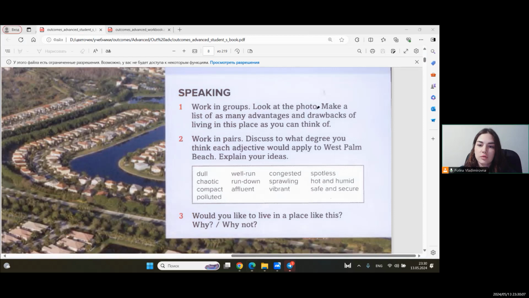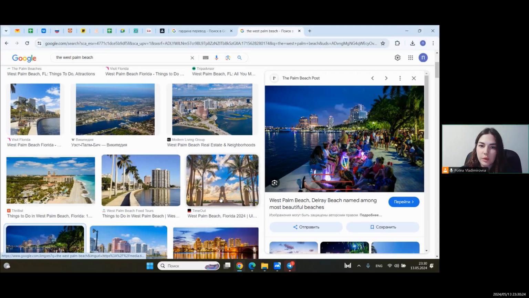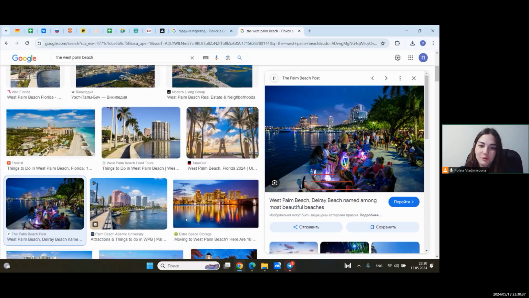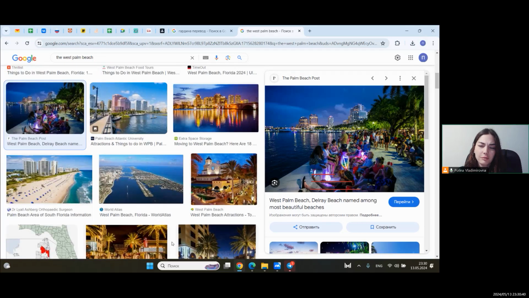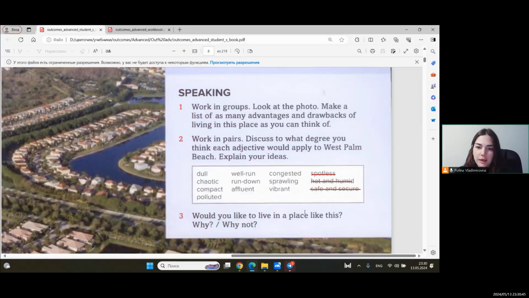Okay, let's cross out the words. Spotless, we used it. Affluent, we haven't. Okay. Hot and humid, yeah. As far as I see, West Palm Beach is located near the ocean or the sea. I don't know, but anyway, near the water, of course, and I think it's warm all year round. I think they've never seen the snow. Okay.